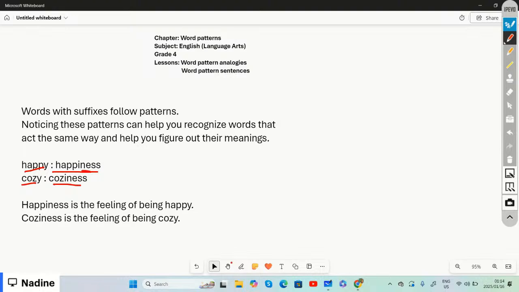Yes, the same with coldness. Well done. Because that is also a word pattern as long as the suffix is the same. Because now it means the feeling of being cold. Well done. The same with warmness, the feeling of being warm.